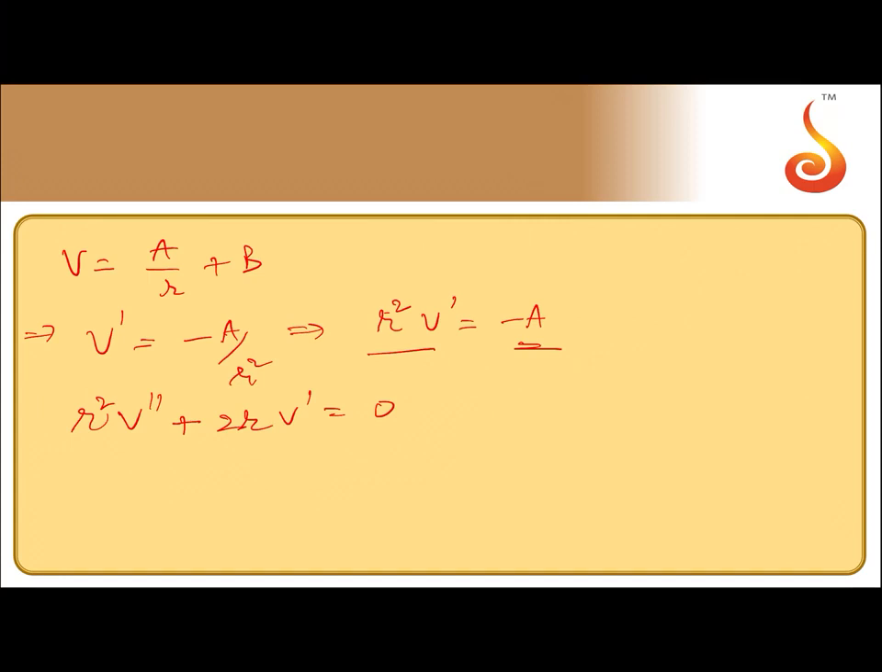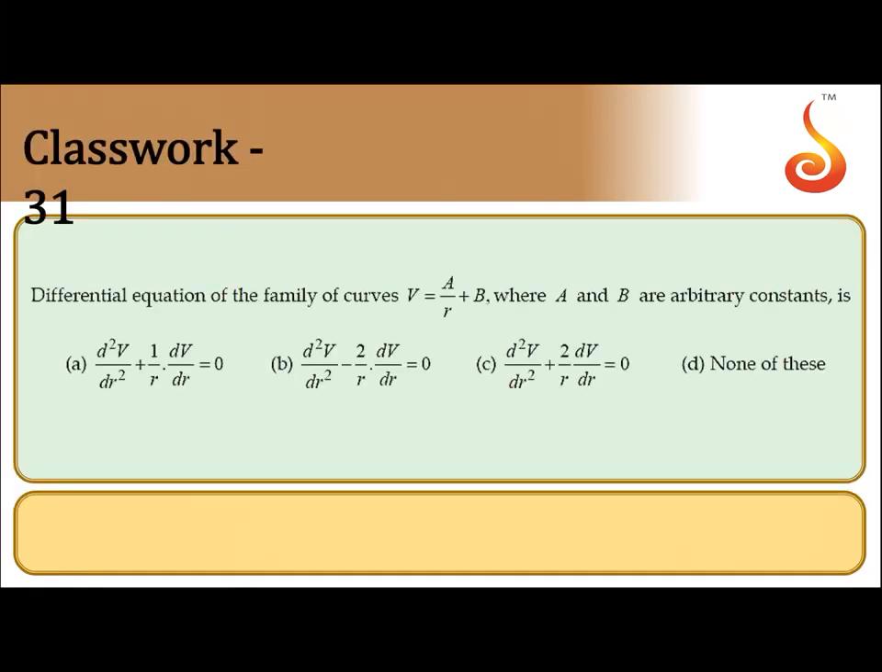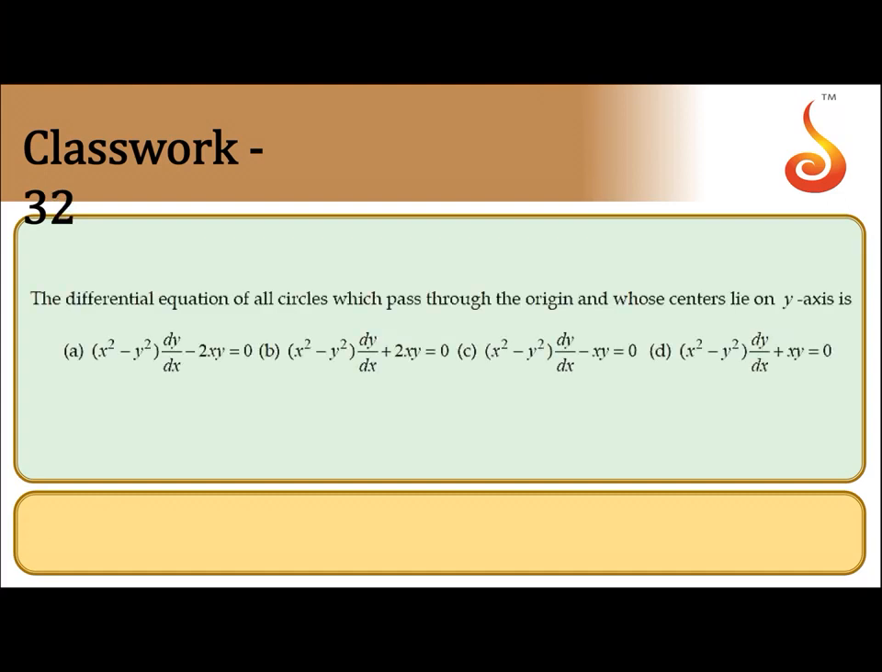Of course, dividing by R square, you will be getting V double dash plus 2 by R into V dash is equal to 0. So with 2 by R, I hope you'll be getting the C option: d square V by dR square plus 2 by R into dV by dR is equal to 0.